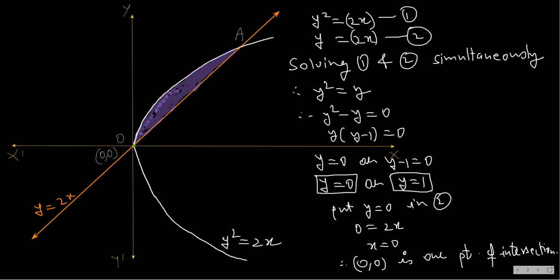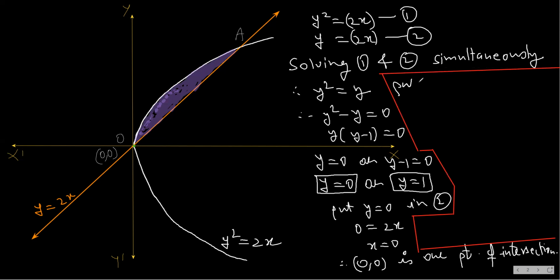अब तुम दूसरे point of intersection के लिए जाओगे. Now you will go for second point of intersection. उसके लिए तुम्हें y equal to 1 put करना पड़ेगा. So here I write put y equal to 1 in equation number 2. So here you will have 1 equal to 2x. Therefore x is equal to 1 by 2. तो जब y 1 है तो x कितना है? 1 by 2. Therefore 1 by 2 comma 1.